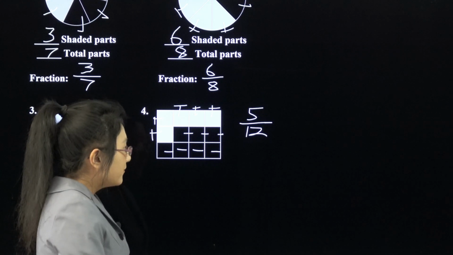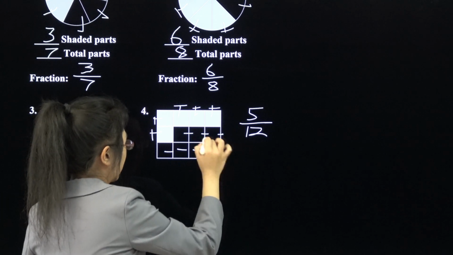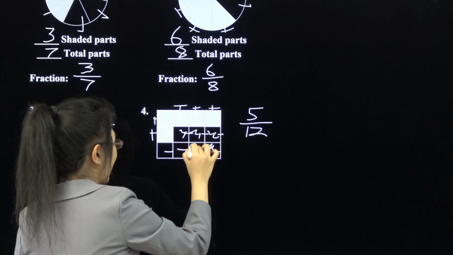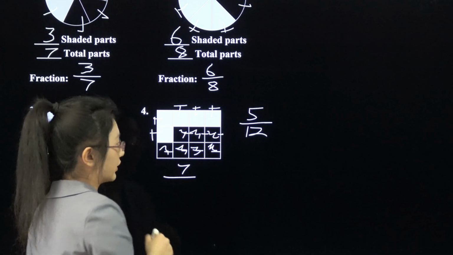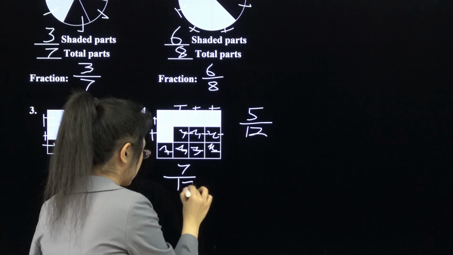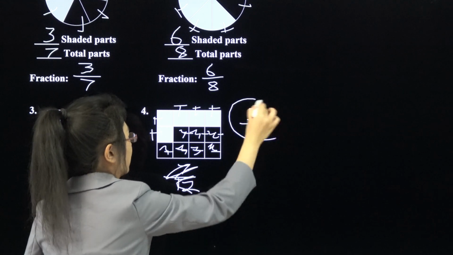Now you can do non-shaded parts. For not shaded parts, you would just count the parts that aren't shaded. And that would be 7 parts. And you have 7 over the total number of parts, which is 12. But right now we're counting shaded parts, so it's 5 over 12.